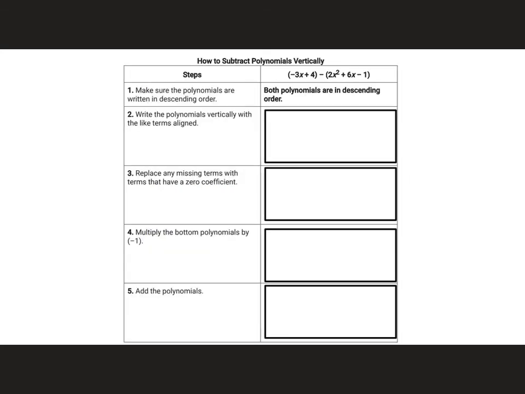So again, if you're having trouble doing this by subtracting polynomials horizontally, you can also subtract them vertically if that's going to help you to just stack them up. So the first thing that you want to do is just make sure that both polynomials are in descending order. And when I say descending order, I just mean your exponents go from highest to lowest.